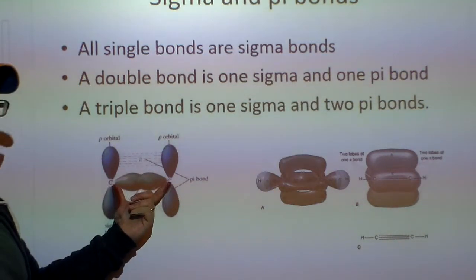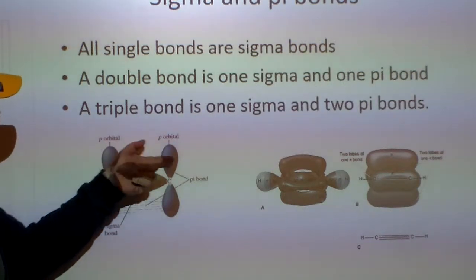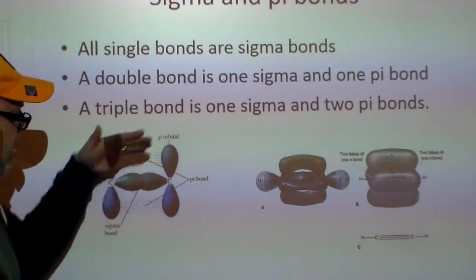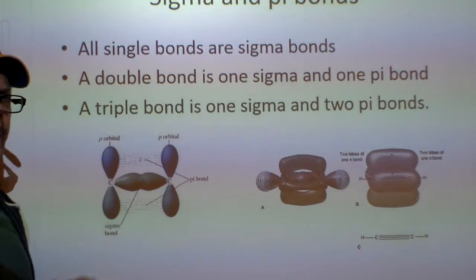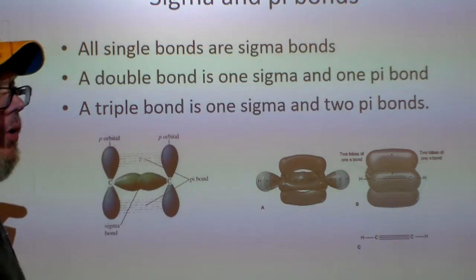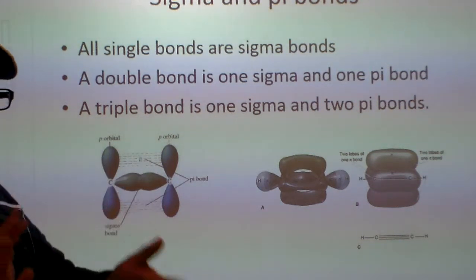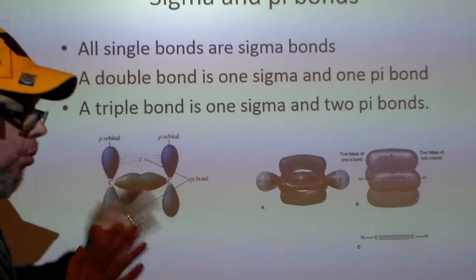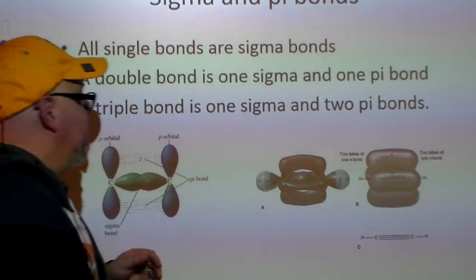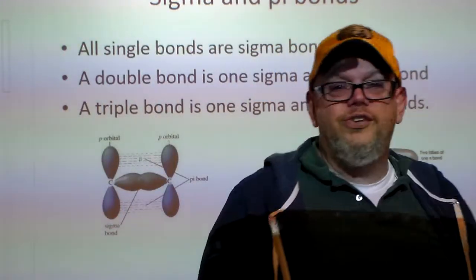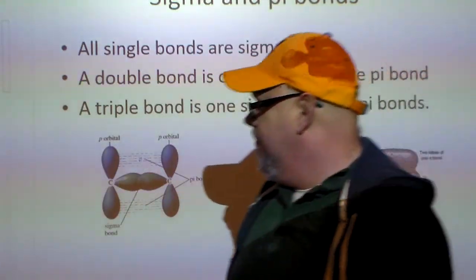We're looking at two carbons here, for example, whereas the pi bonds, they are above the atom and also below the atom. So if we look at it, a single bond is sigma, a double bond is 1 sigma, 1 pi bond, and a triple bond is 1 sigma and 2 pi bonds.